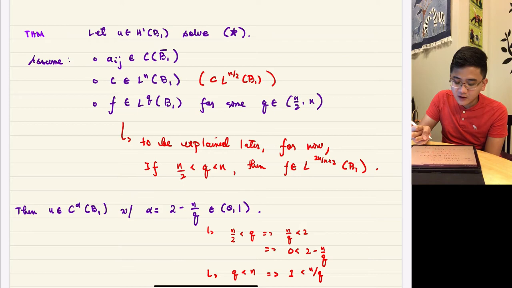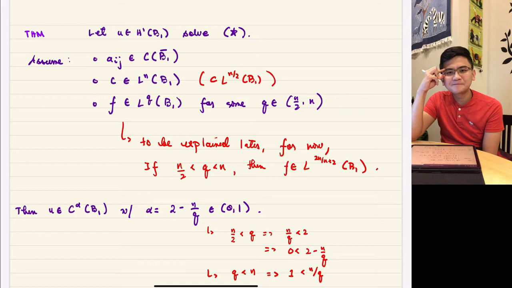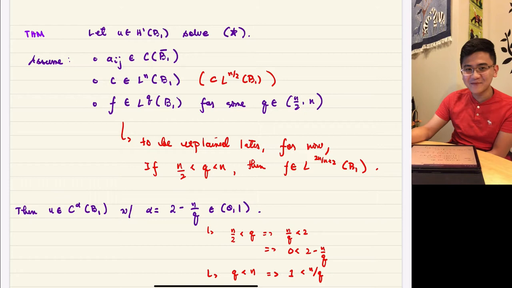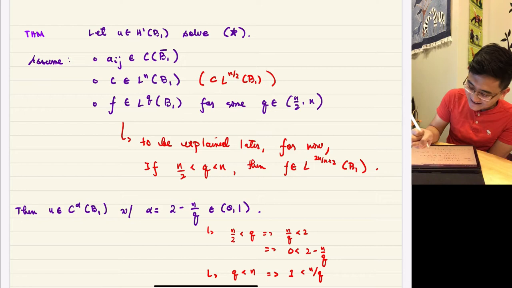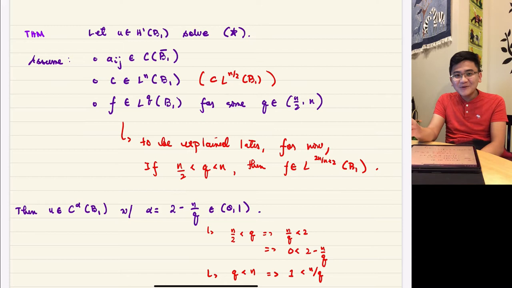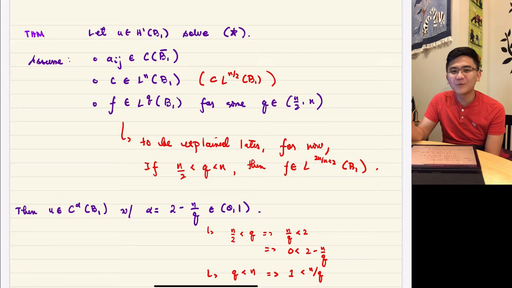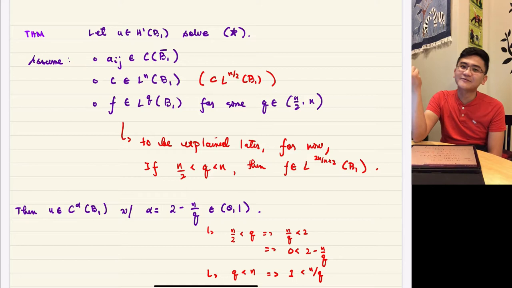Is it strengthen? Yes, because, sorry, there was a bit of lag time there. L^n, so n is bigger than n over 2. So yeah, I kind of doubted myself there. So yes, L^n is contained in L^(n/2). So it's a stronger condition. And the reason that we need this stronger condition, we'll see later on, is that we need to pay a bit of something from C so that we get what we want. Okay, so this is fine.